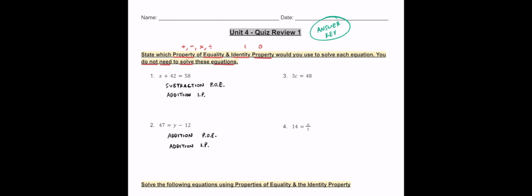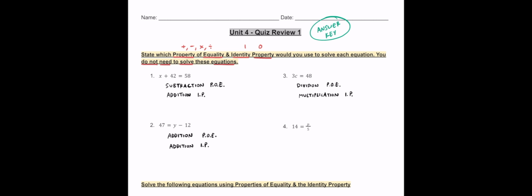For number 3, we have 3c equals 48. This means 3 times c equals 48. So what would we do if we were solving this equation? We would divide both sides by 3, using the division property of equality. Doing so, we'd end up with 1c, and we can drop the 1 by using the multiplication identity property. So again, we're using one property of equality for each one, and then the identity property for each one.